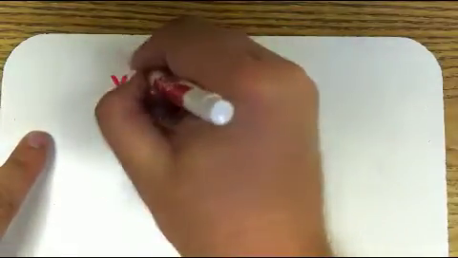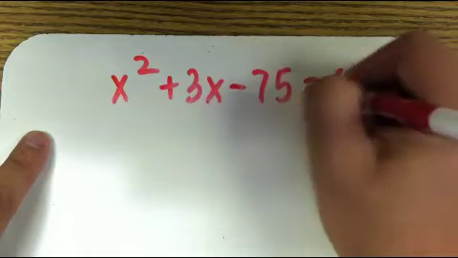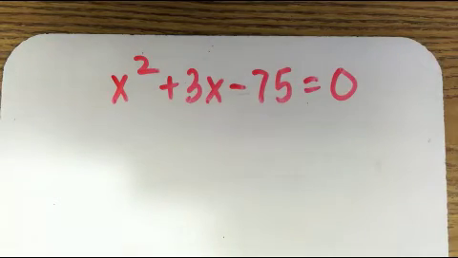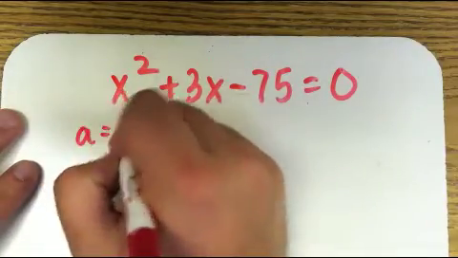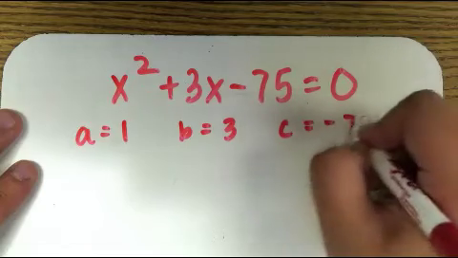Okay, so we've got here x squared plus 3x minus 75 is equal to 0. Now remember, the easiest way to do this is to label your variables. So a is going to be 1, b will be equal to 3, and c will be equal to negative 75.